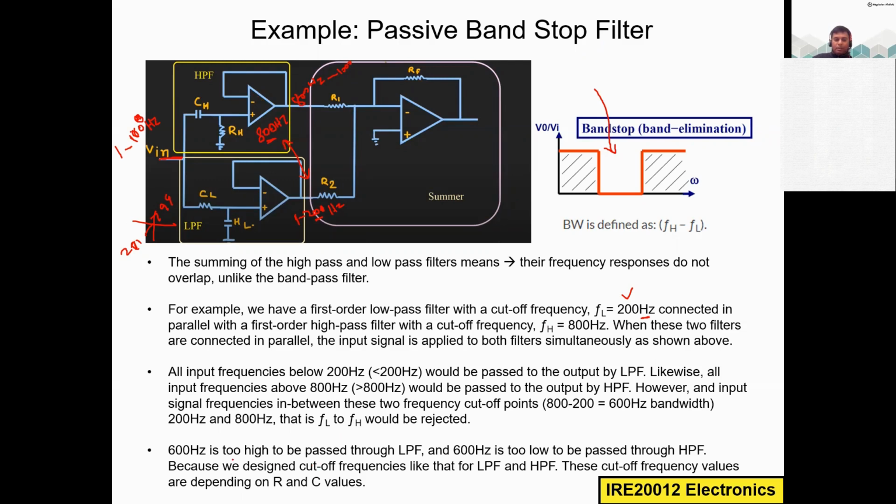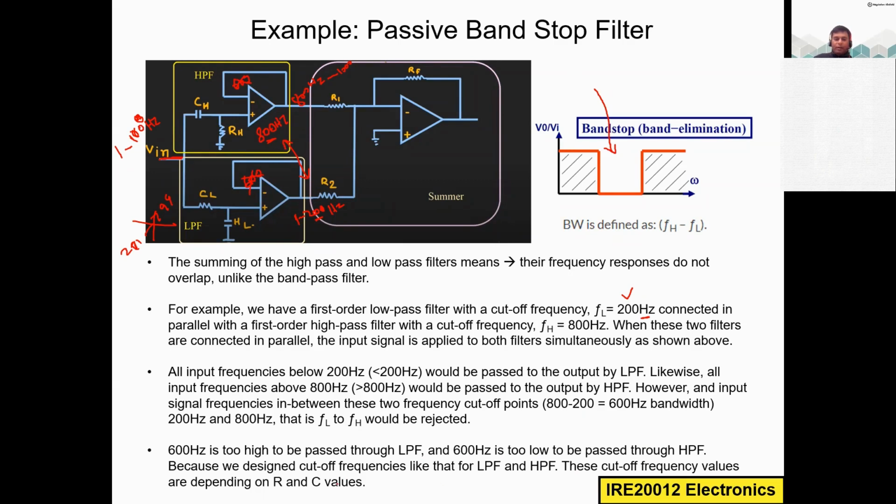Okay, so 600 hertz is too high to be passed through this LPF, and 600 hertz is too low for this high pass filter. So this 600 hertz cannot pass through this low pass filter because this is a middle range frequency. These 600 hertz cannot be passed through this high pass filter because this is also in the middle frequency range.